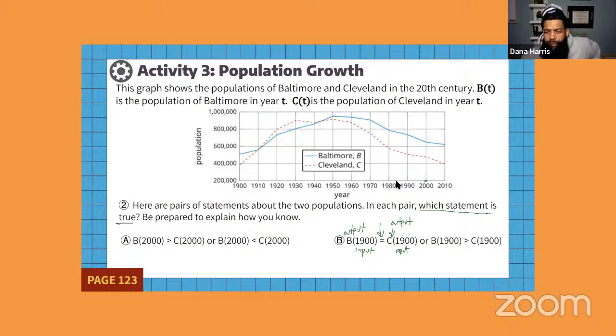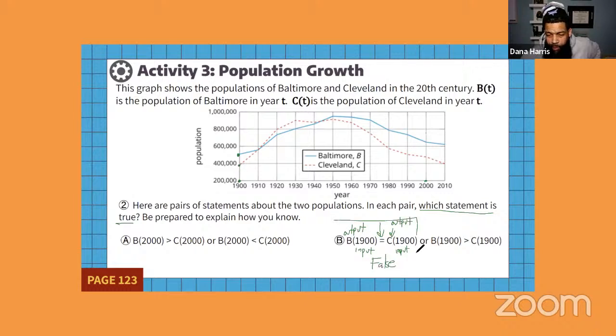So let's look at the input of 1900. Boom, we go back to look at that. 1900 is on the x-axis, okay? So let's see what happens. The population of Baltimore in 1900 is equal to the population of Cleveland in 1900. Well, if they were equal, then the y-intercept of both of these would be at the same spot. As we can see, the Baltimore population in 1900 was actually higher than the Cleveland population in 1900. So this first statement is false.